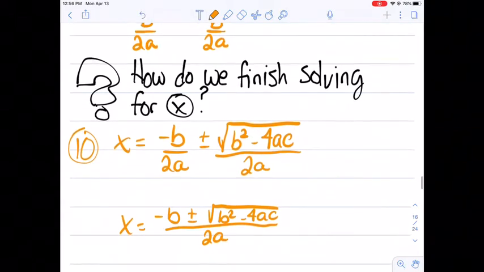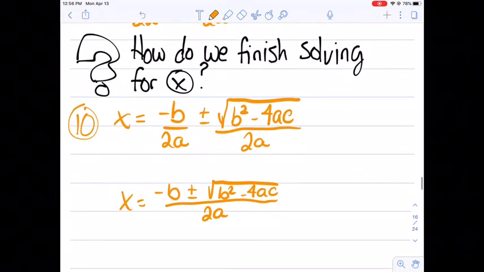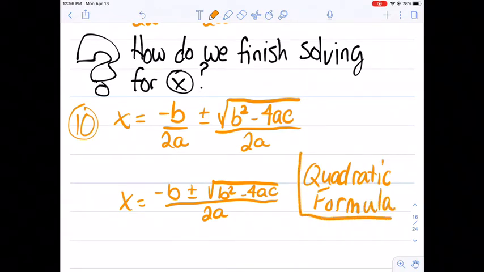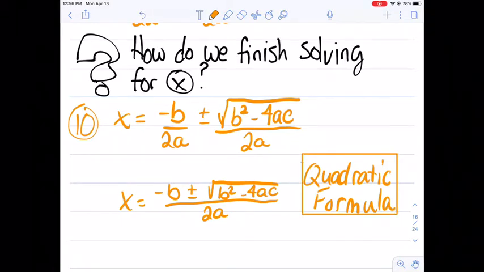all over 2a. And that is what we call the quadratic formula. Okay? This is a very important result.